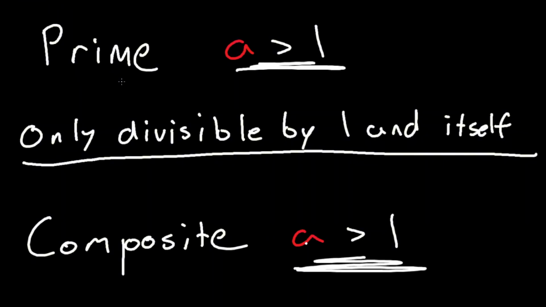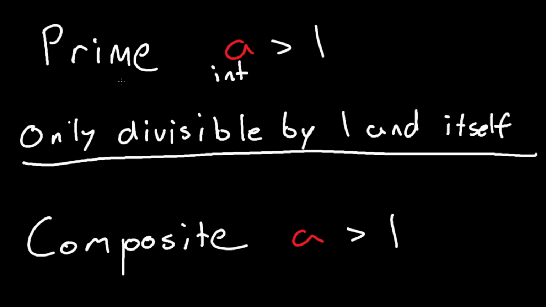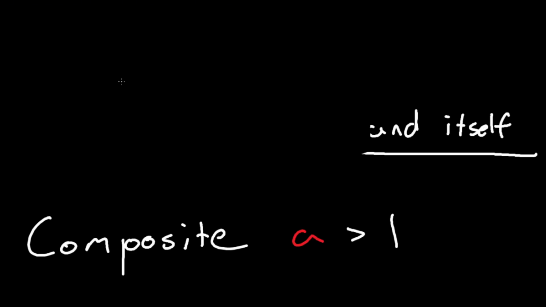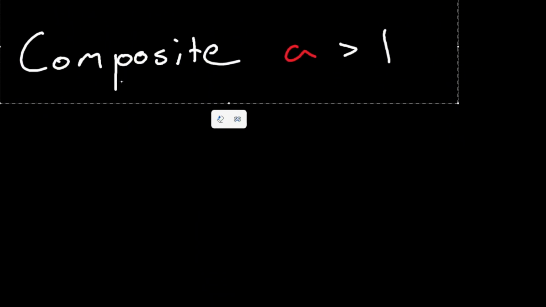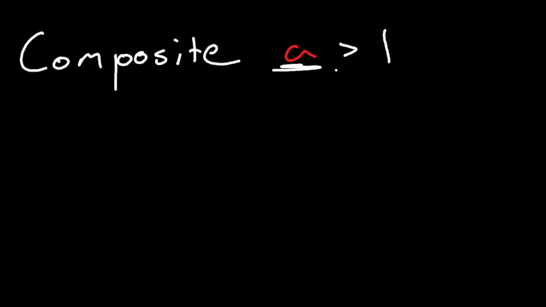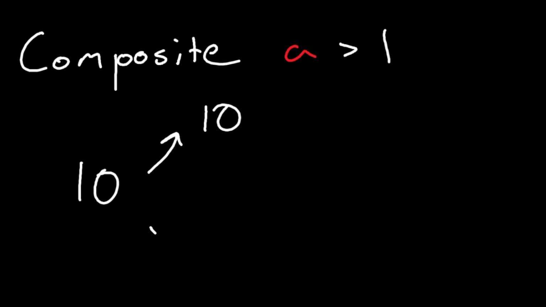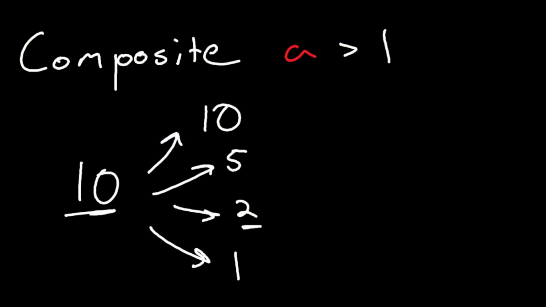That's why I specifically wrote down a has to be greater than 1. And keep in mind, a is an integer in this case. All right, so any integer greater than 1 that is divisible by only 1 and itself is prime. All right, and composite is just the exact opposite. Composite just means that it has more than 2 factors. Okay, and again, it has to be an integer greater than 1. All right, so example of composite, 10. Right? It's divisible by 10 and 1, right? But 10 is also divisible by 5 and 2. Right? 10 divided by 5 is equal to 2. 10 divided by 2 is equal to 5. So composite, just any number that's not prime, besides 1 and besides 0, of course.